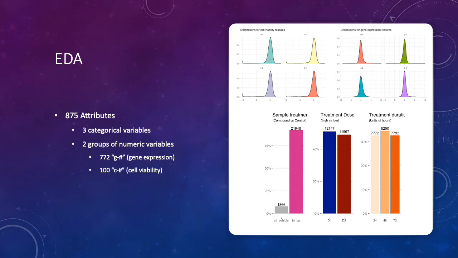Looking at the attributes, there are only three categorical variables, which you can see at the bottom: the sample treatment, treatment dose, and treatment duration. Then there are 772 gene expression numeric variables and 100 cell viability numeric variables. Looking at the top right and top left, we can see examples of those from the data set. They seem to have been normalized, and they're just hard-to-understand variables. There's not much meaning for a layperson, especially, and that's what's going to make this competition difficult.